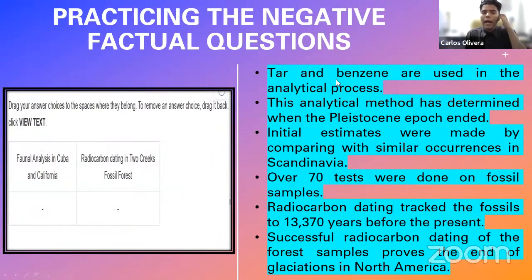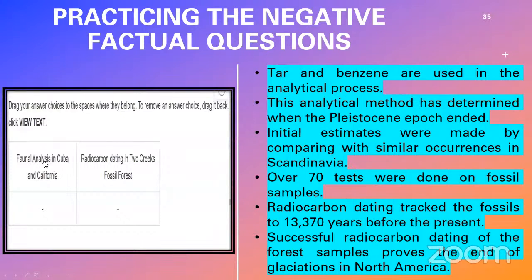Having read the paragraph or the passage from which I derived this example, I remember that tar and benzene are used in the analytical process of what? In the analytical process of fauna analysis that was made in Cuba and California. So given that I know that this fauna analysis in Cuba, I'm sorry, somebody wants to say something?